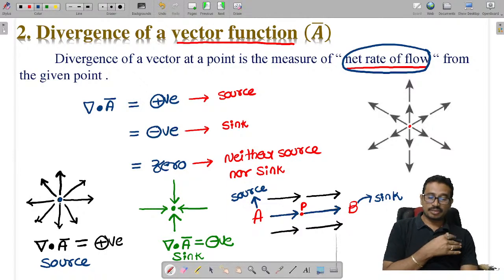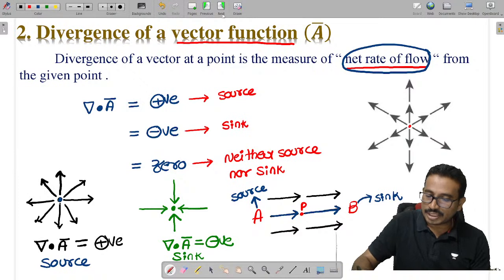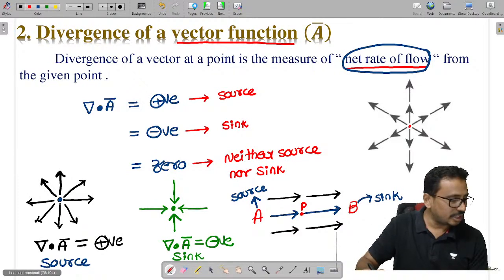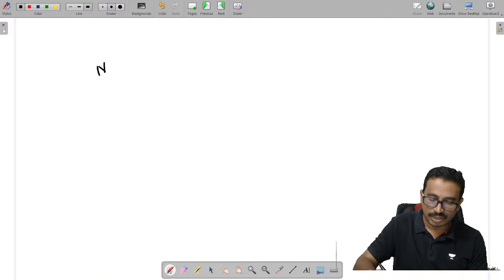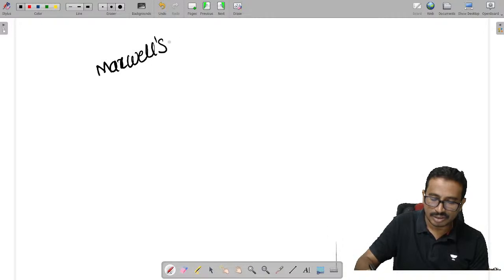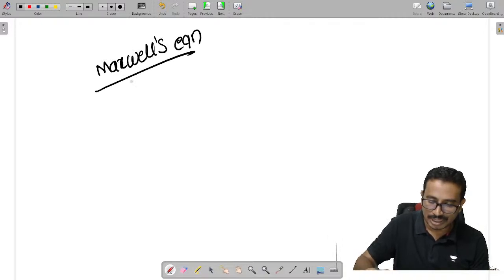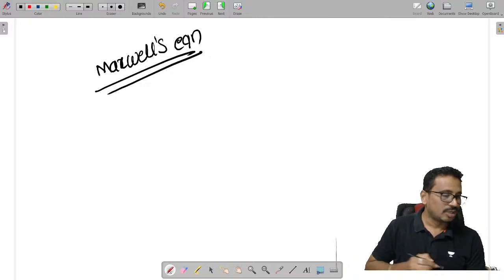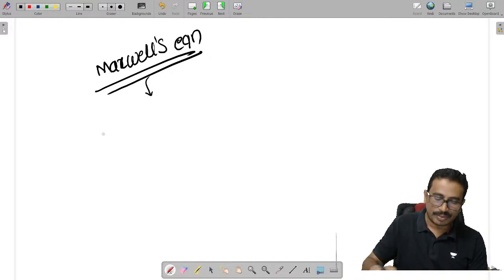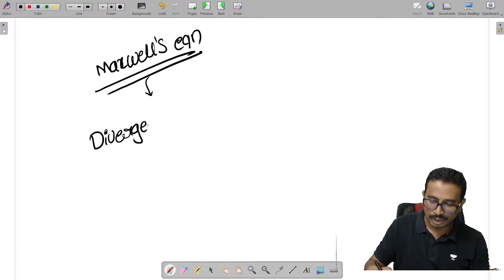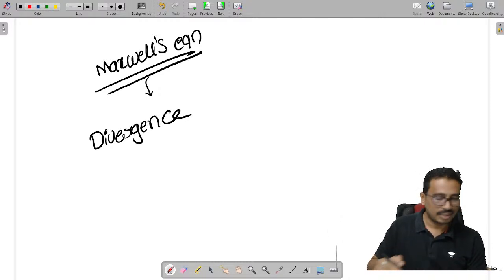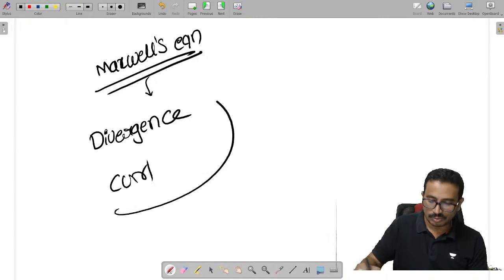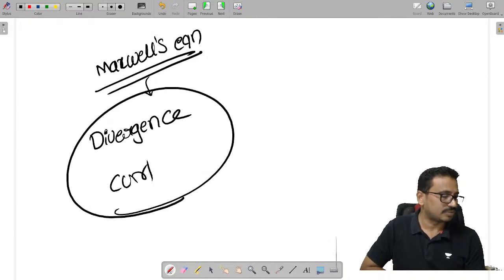Remember, in electromagnetic fields the complete focus is on Maxwell's equations. Electromagnetics means understanding Maxwell's equations. And to have a clear picture of Maxwell's equations, you need to have a clear picture of divergence. You need to understand divergence carefully, and next we will see the curl. These are the most important topics to understand Maxwell's equations.